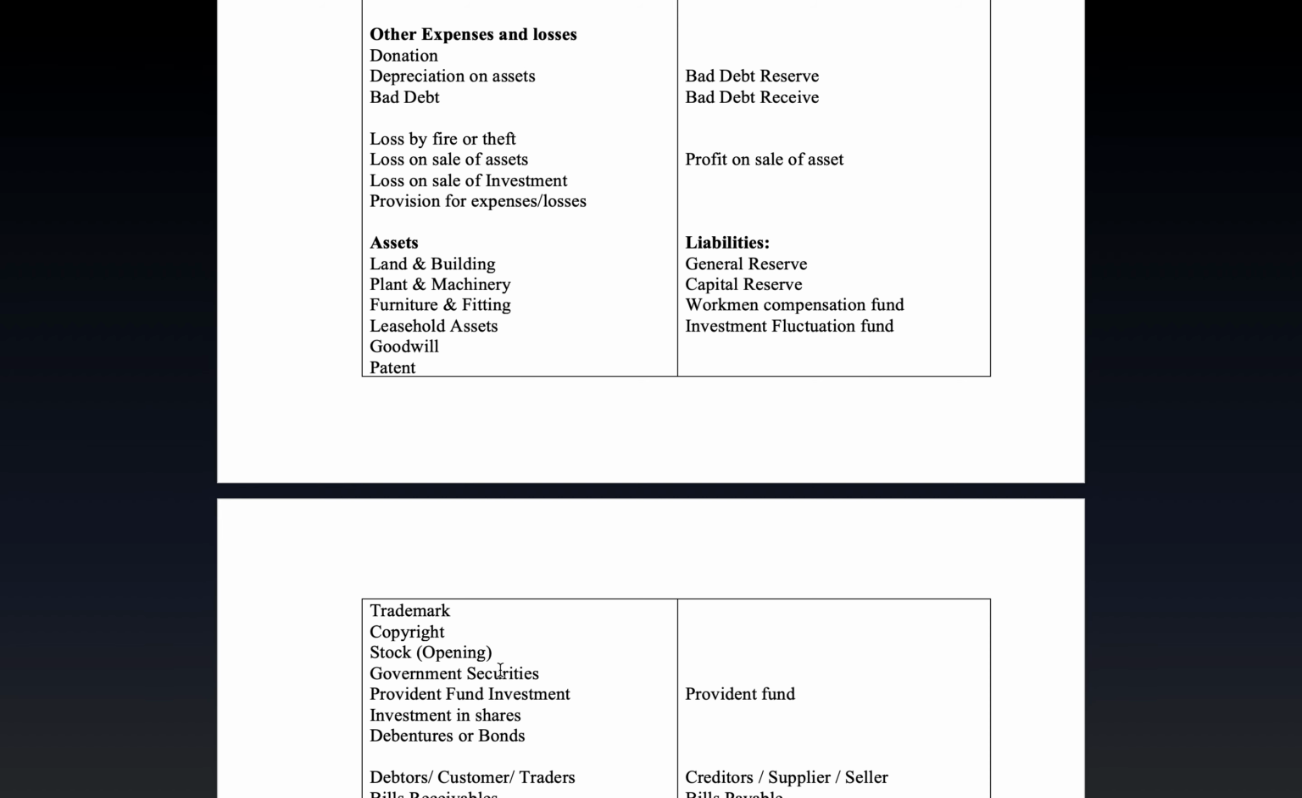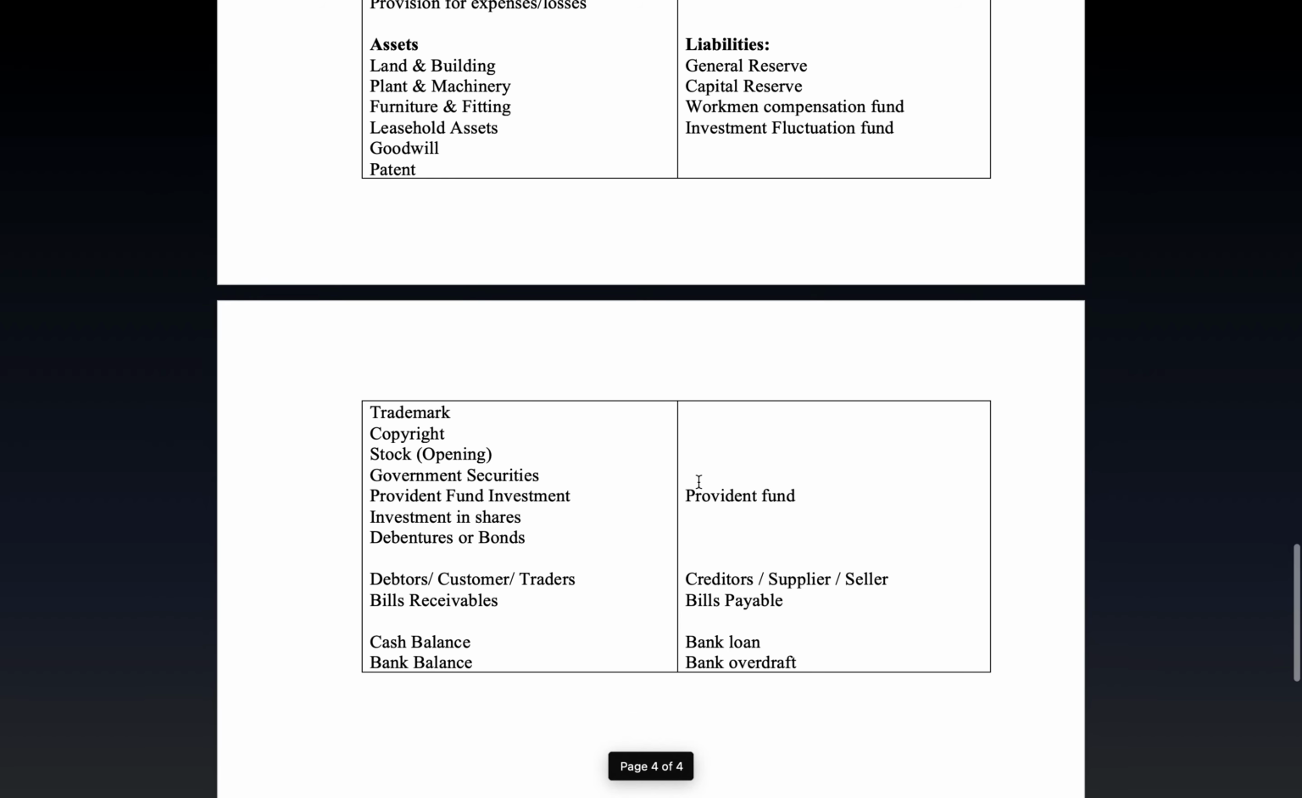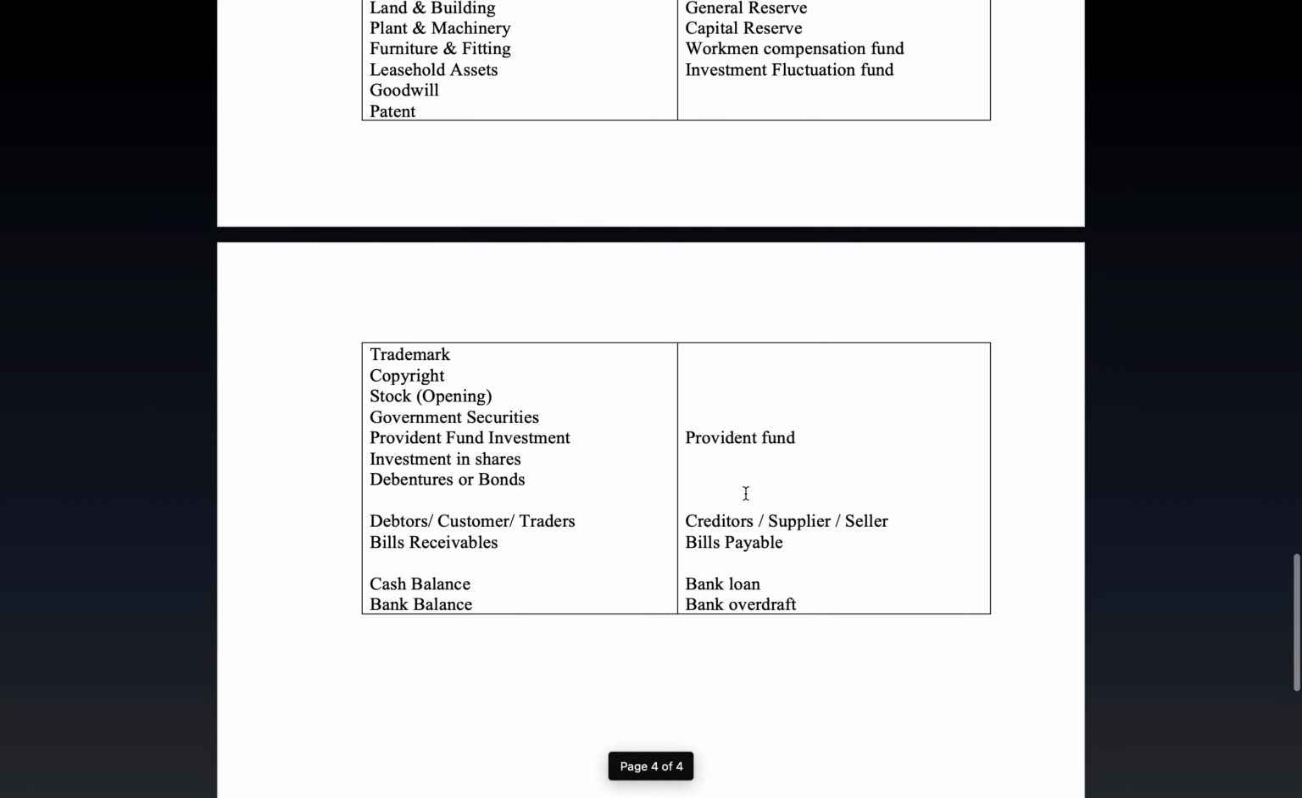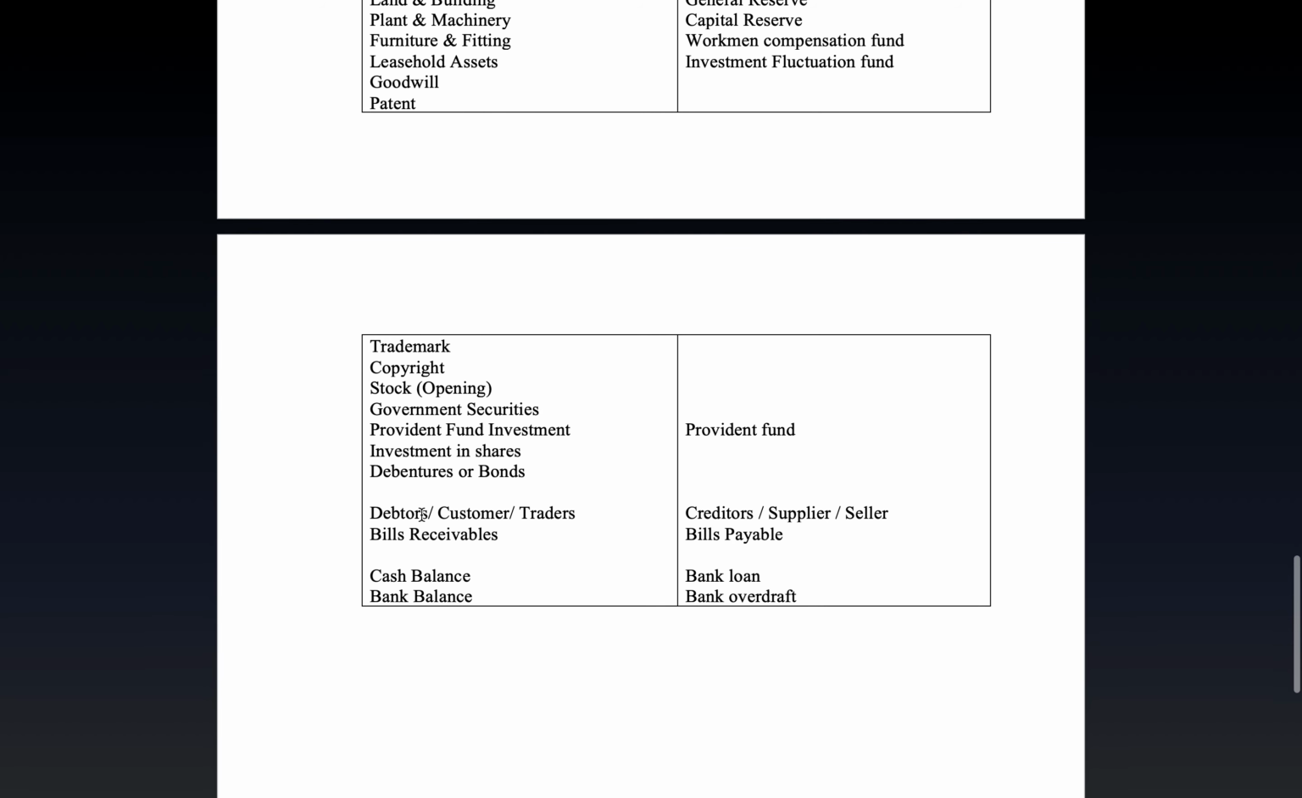These all are assets which will remain on the debit side of the trial balance, whereas the liability will remain on the credit side, that is general reserve, capital reserve, workman compensation fund, investment fluctuation fund. Here just don't get confused, provident fund investment is an asset but the provident fund is a liability. So this is what you have to remember. Moving to the next, debtor, which is also known as a customer, also known as a trader, which will remain on the debit side. Creditors, also known as a supplier, also known as a seller, remain on the credit side of the trial balance.